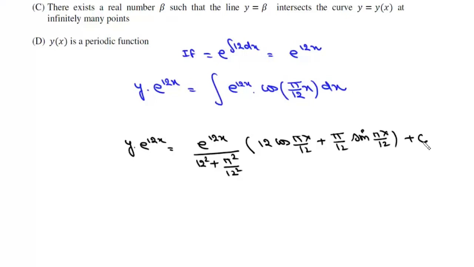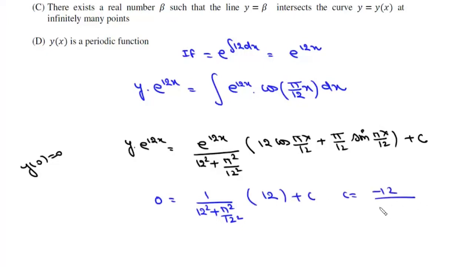Now we are also given the initial value, which is when x is 0, y is 0. If we put x as 0 and y as 0, it will be 0 equals 1 upon 12 square plus pi square upon 12 square, times 12, plus c. So the value of c is minus 12 upon 12 square plus pi square by 12 square.